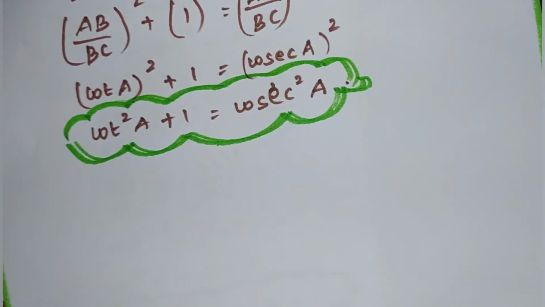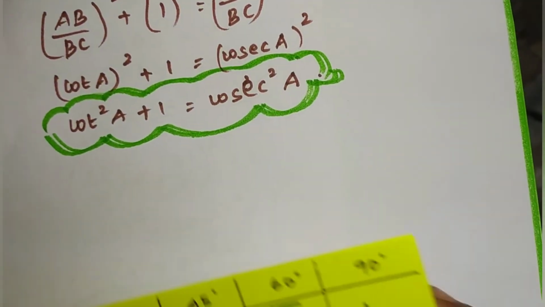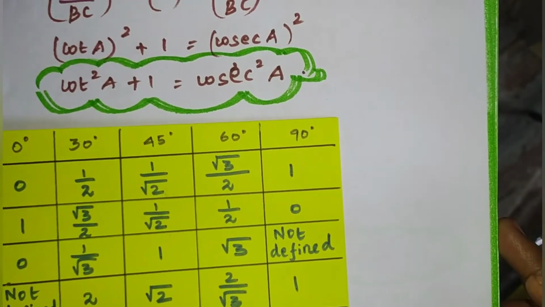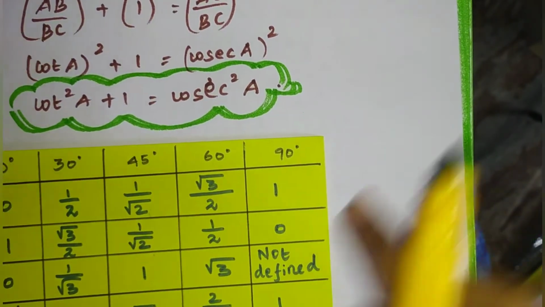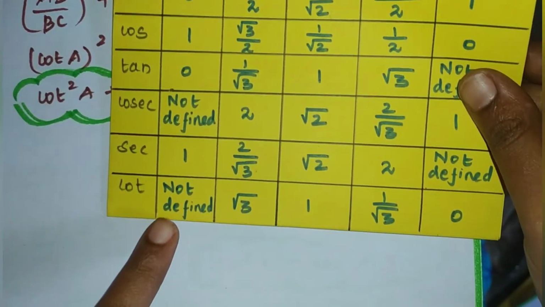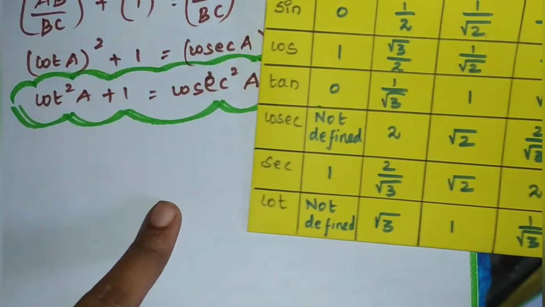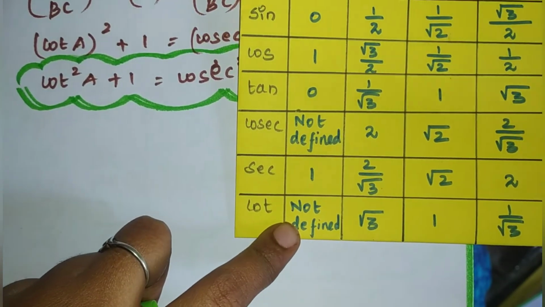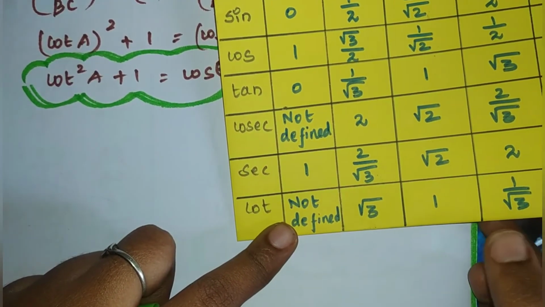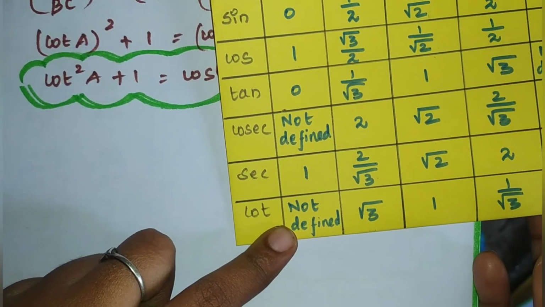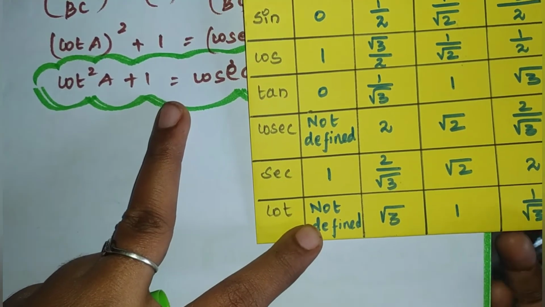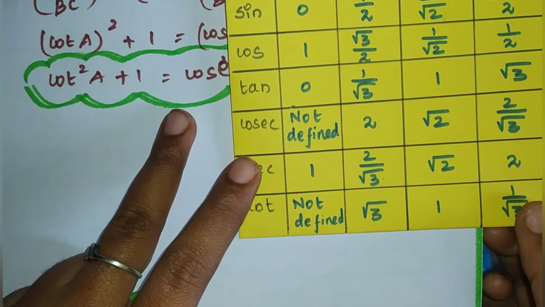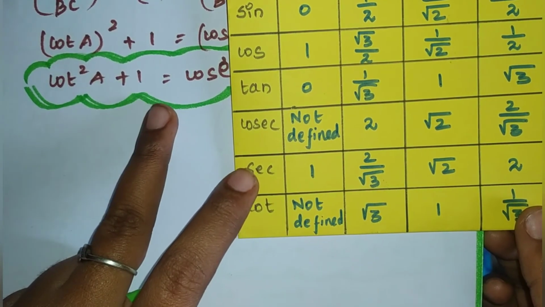So we have to check now whether it is true for all the angles. First I am going to find for 0 degree. Cot 0 degree is what? Not defined. Then cosecant 0 degree is what? Not defined. Both are not defined. So this trigonometric identity is not defined for angle 0 degree.